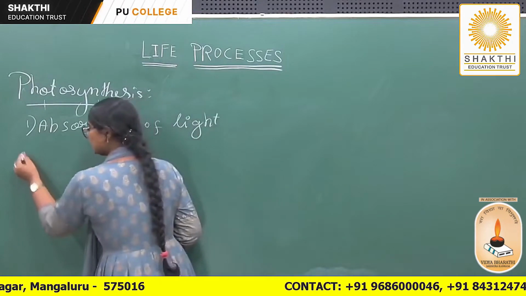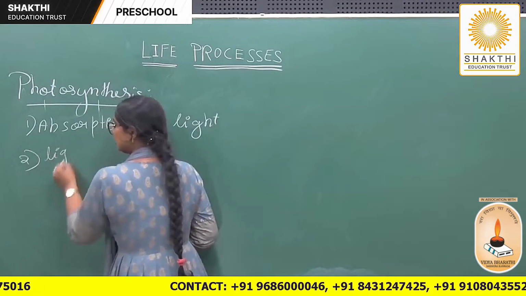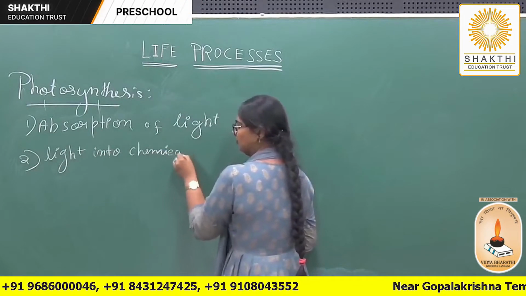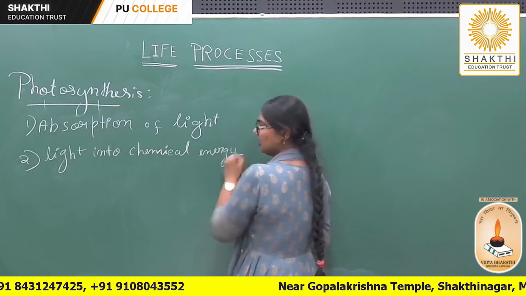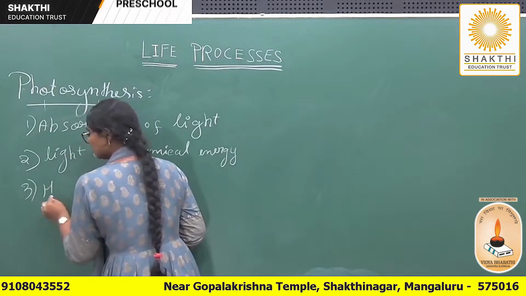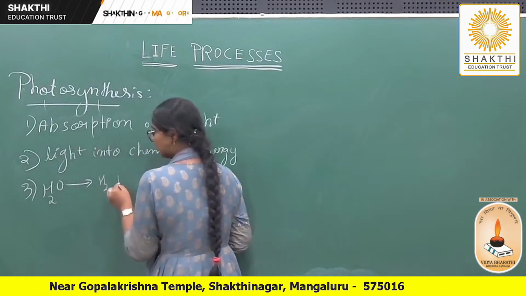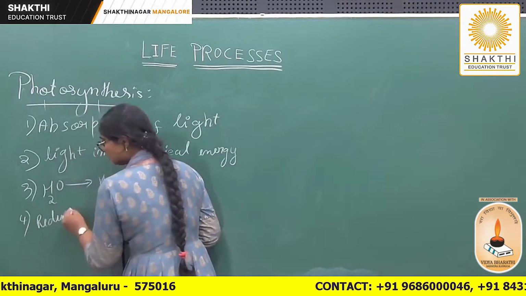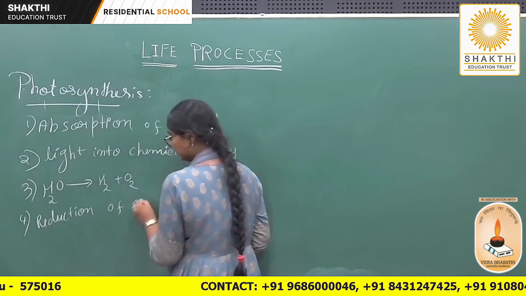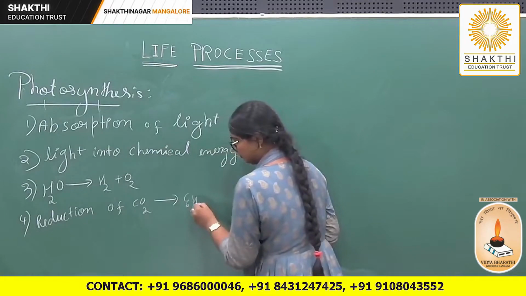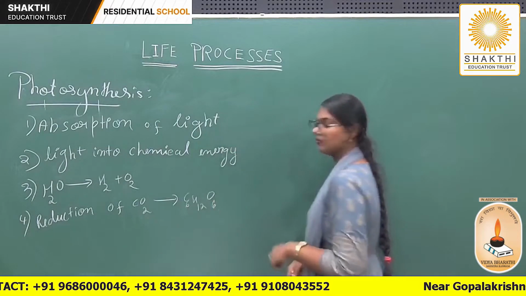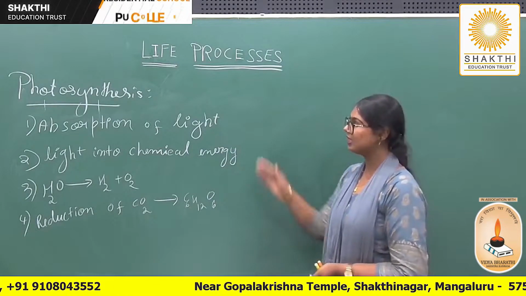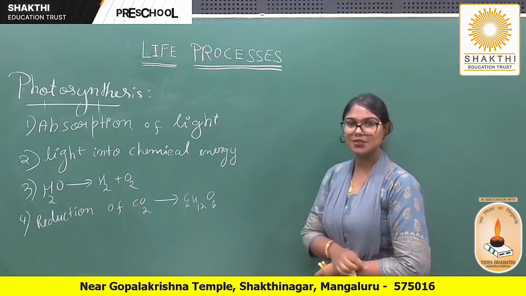Second step is conversion of light energy into chemical energy. The third step is splitting of water to give hydrogen and oxygen. And the last step is reduction of carbon dioxide to carbohydrates. So these are the 4 steps in photosynthesis. We shall see one by one. You are supposed to explain each step when this question is asked.